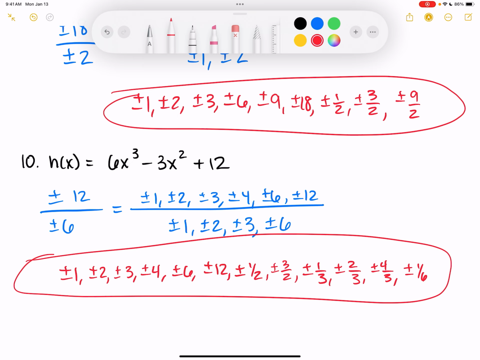All right, now taking it a step farther and finding all real zeros of the function. That means right now what we have done is find all possible. Now we're finding all real, which means which ones actually are.